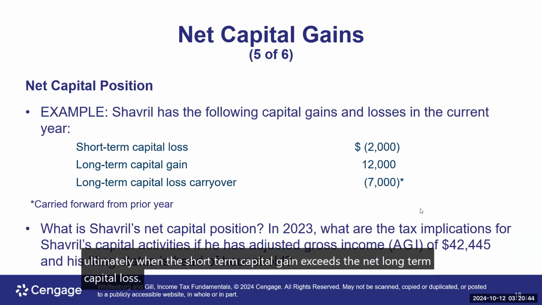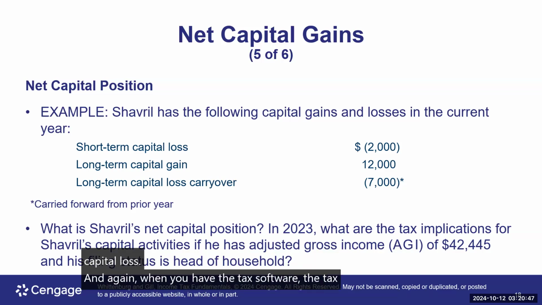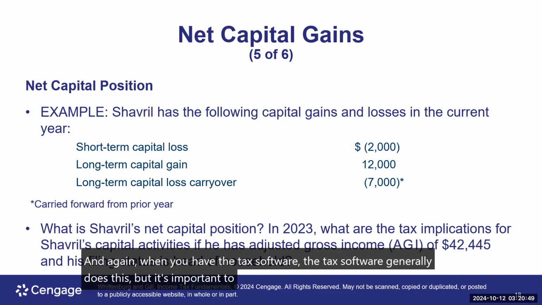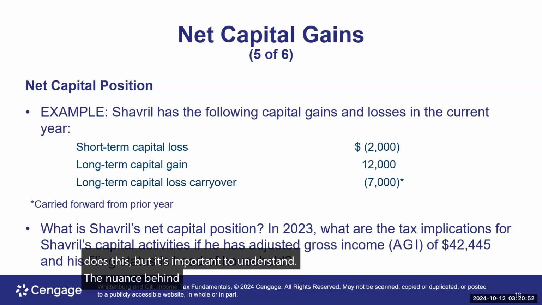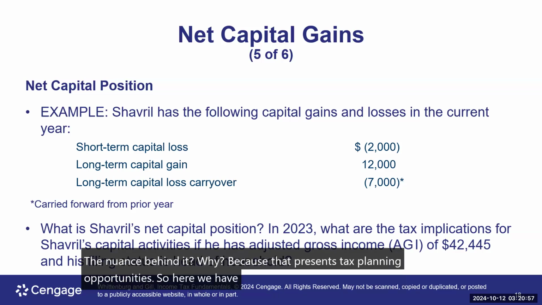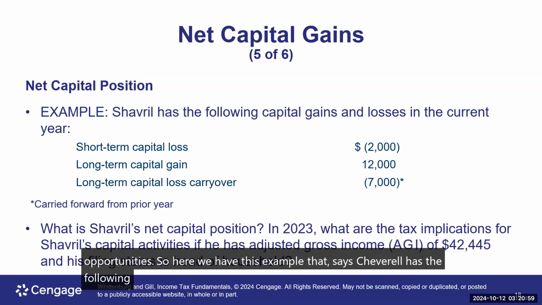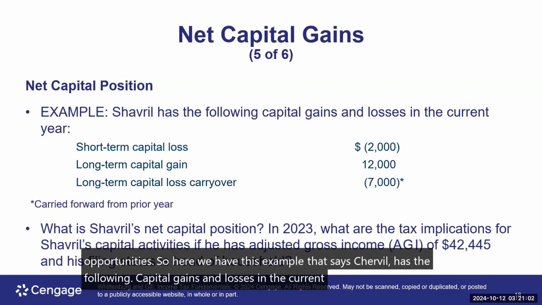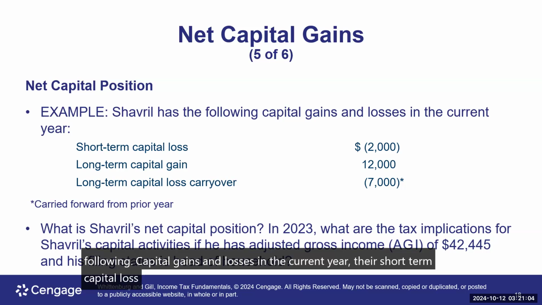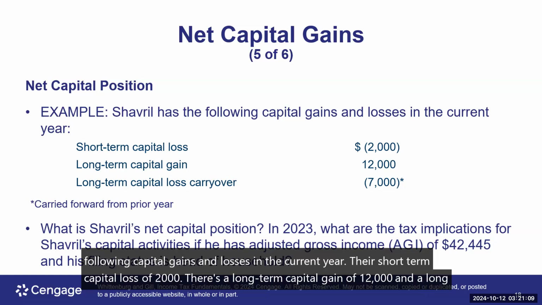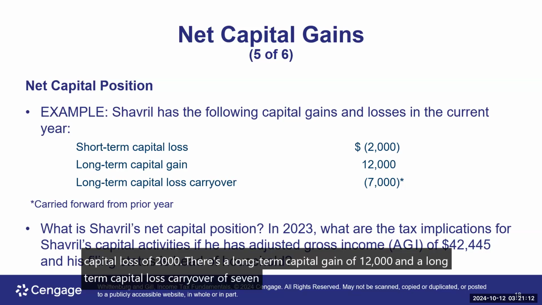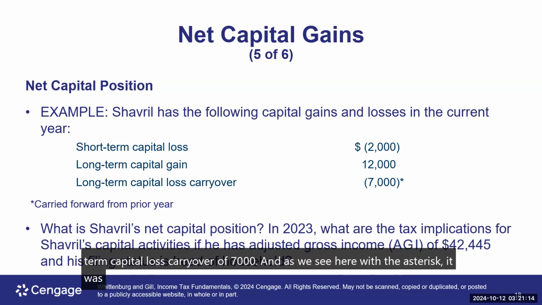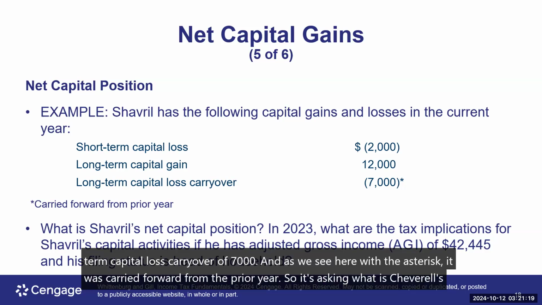And again, the tax software generally does this, but it's important to understand the nuance behind it. Why? Because that presents tax planning opportunities. So here we have this example. It says Chevril has the following capital gains and losses in the current year. There's a short-term capital loss of $2,000. There's a long-term capital gain of $12,000 and a long-term capital loss carryover of $7,000. And as we see here with the asterisk, it was carried forward from the prior year. So it's asking, what is Chevril's net capital position in 2023?